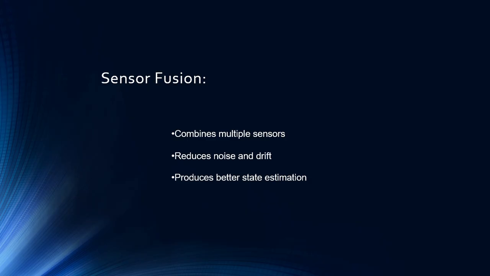No single sensor is perfect. Sensor fusion combines IMU, DVL, depth sensor, and sometimes cameras to estimate the vehicle's state more accurately.